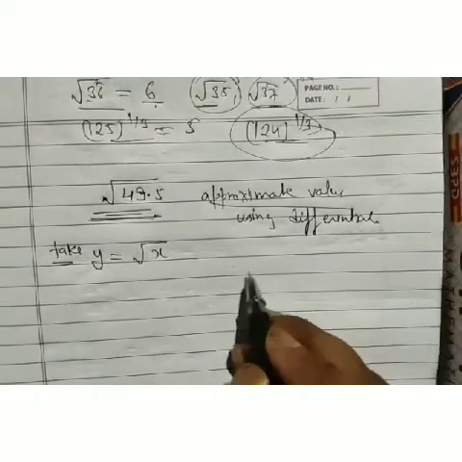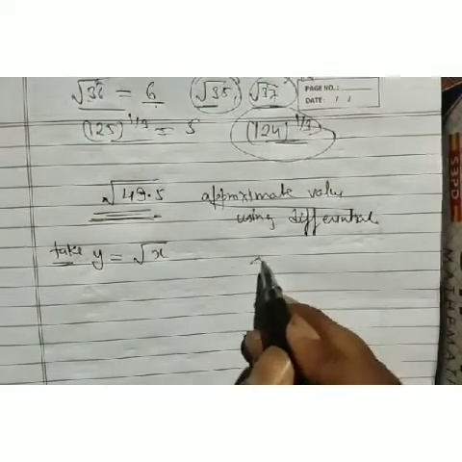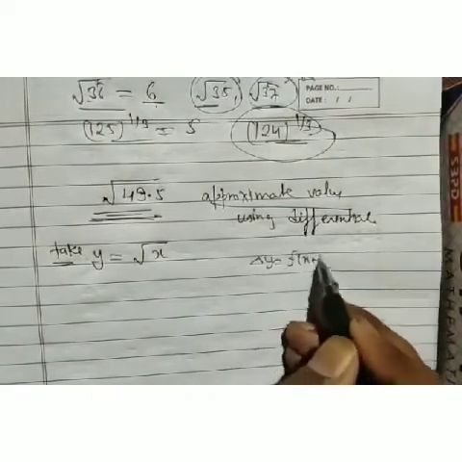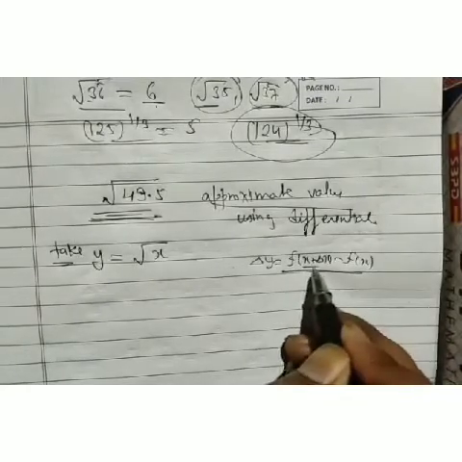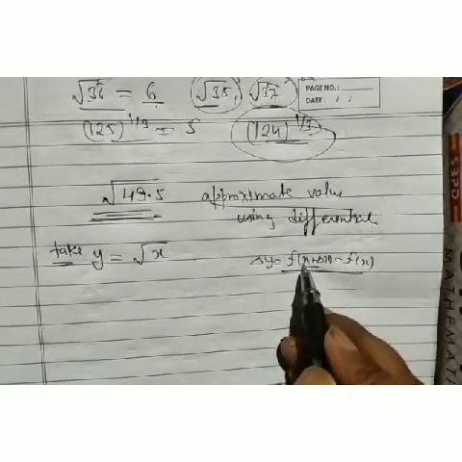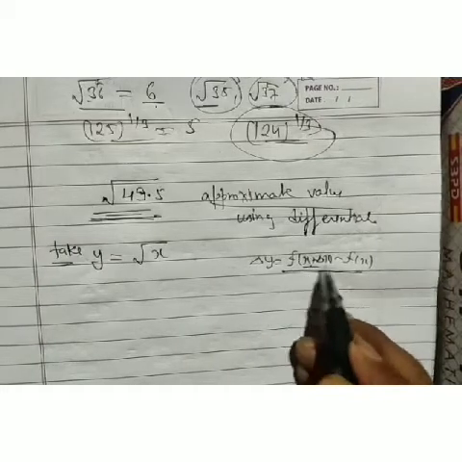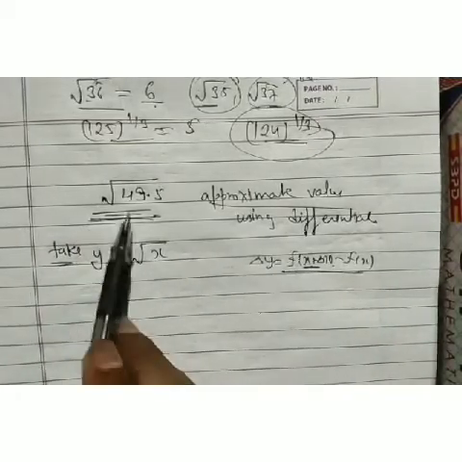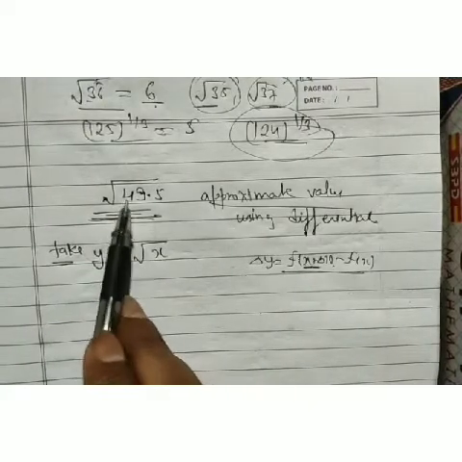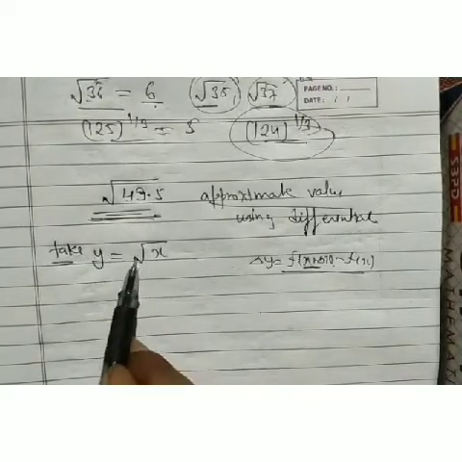Now, delta y is f(x plus delta x) minus f(x). Then we need x and delta x. We need to identify what the value of x is and what the value of delta x is. We take x according to the value we have to find out, 49.5. It's a square root function.